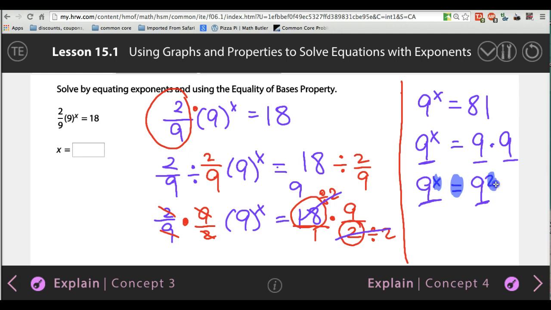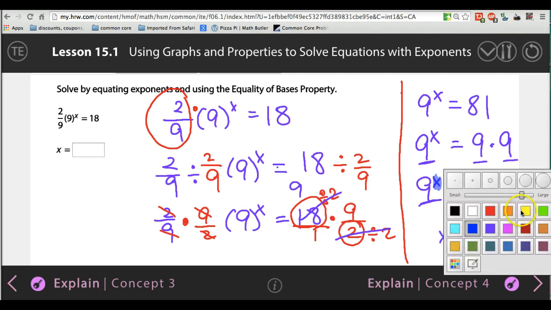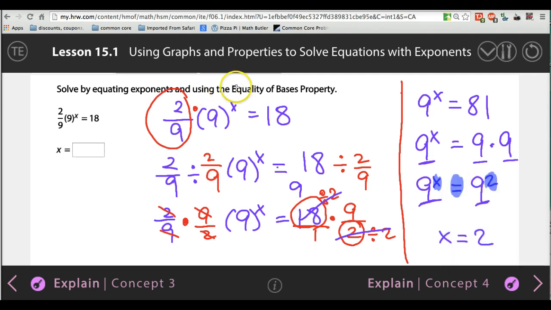Yes, the x and the 2 should be the same, okay? So your answer is 2. And so then you'll be like, Miss Choi, I don't understand what they're talking about. What is the equality of bases property? Well, you can go back. I'll show you where you would see it.